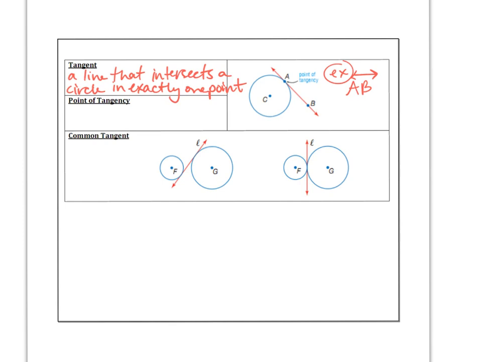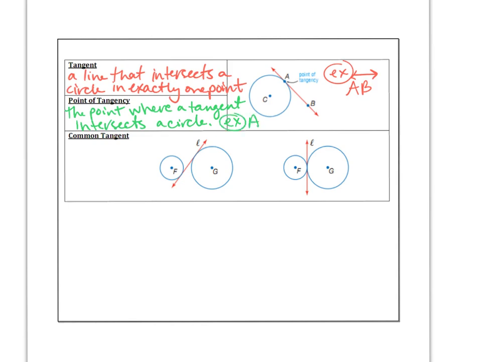Now the point of tangency in this case is A, and the point of tangency is the point where a tangent intersects a circle. So in this case, the point of tangency is A.